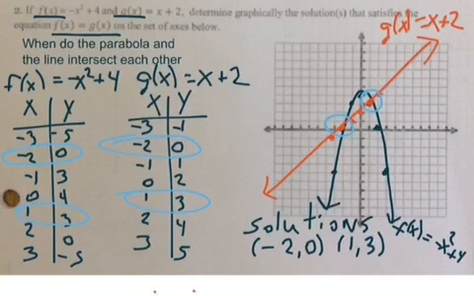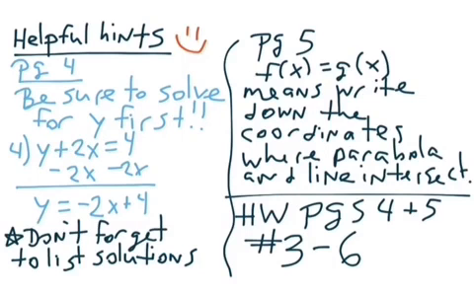That's it on today's lesson. What you're going to be doing for homework tonight are pages 4 and 5 out of the packet. Tonight for homework, you're going to be doing pages 4 and 5, numbers 3 through 6.